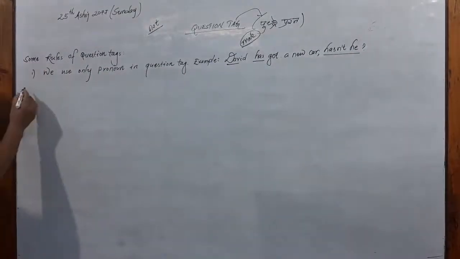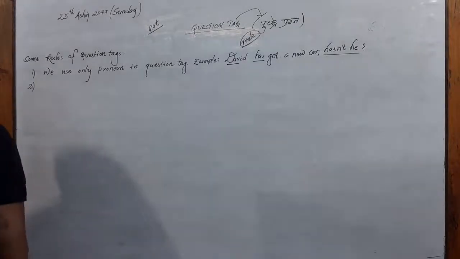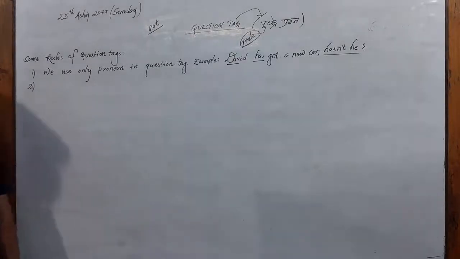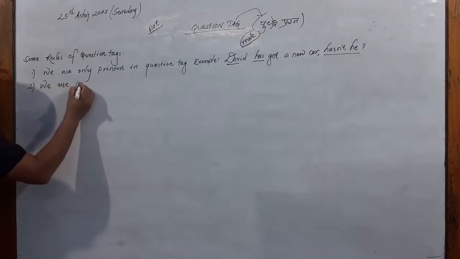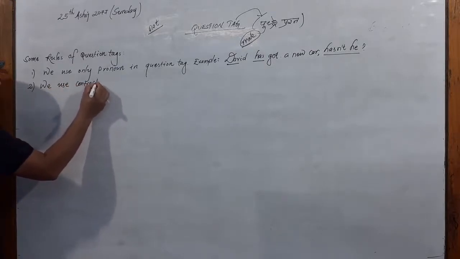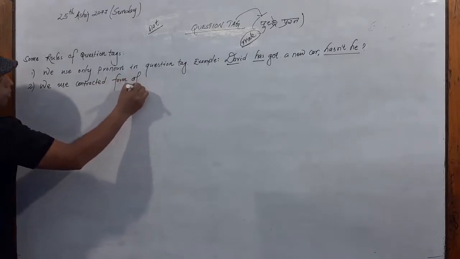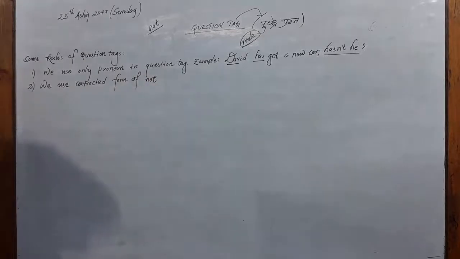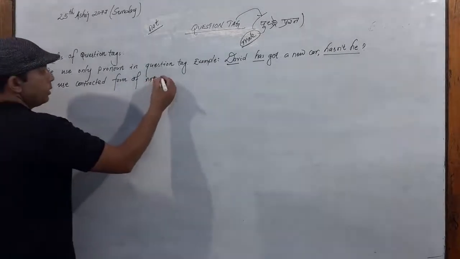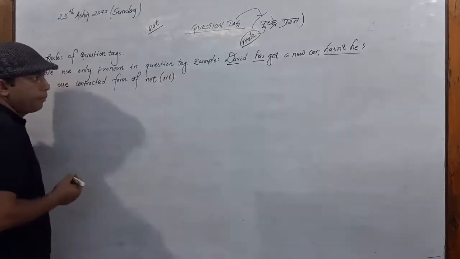Number one. Okay. Number two. Rule number two. We use contracted form of not. I have already told you. We use contracted form of not, n apostrophe t.